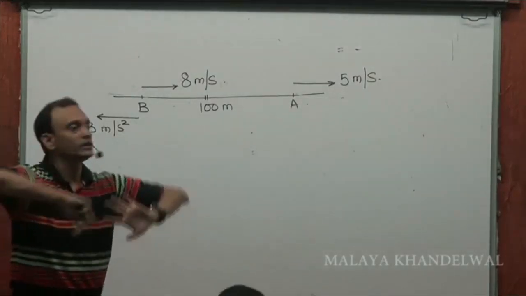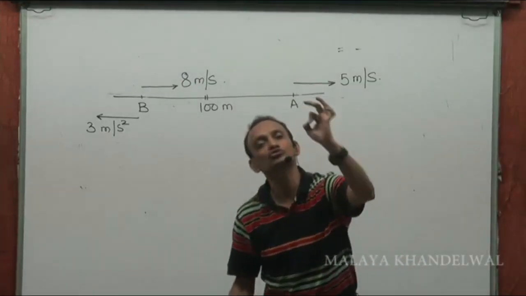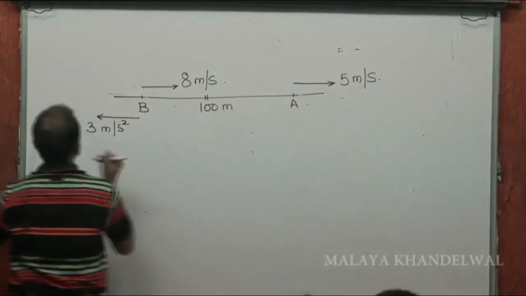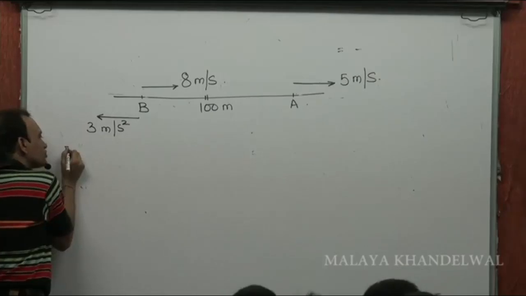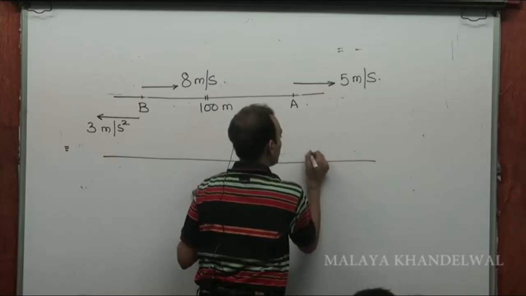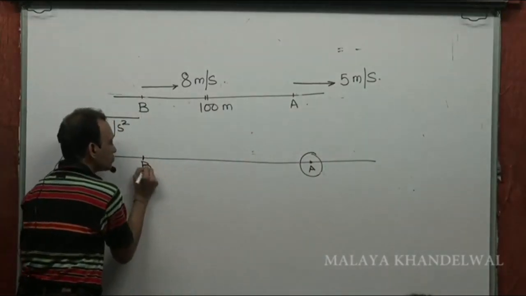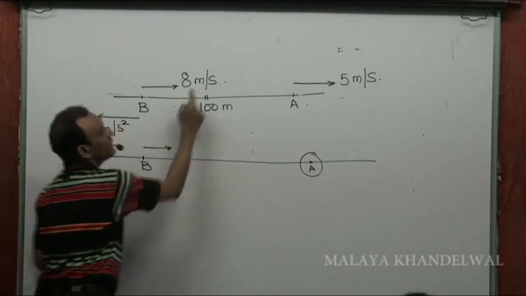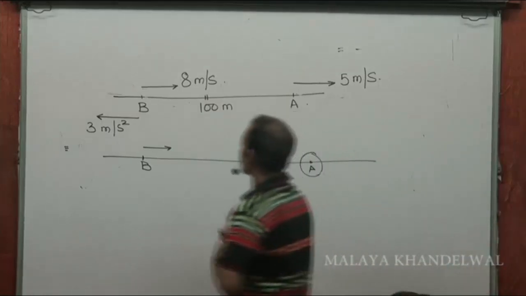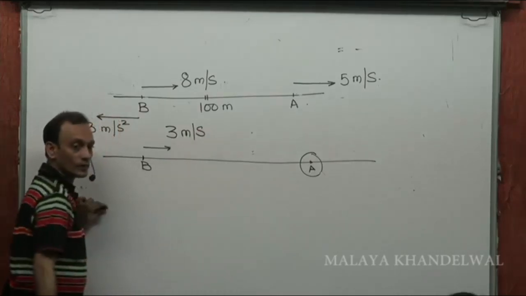Let me forget all about this situation and reduce it to an equivalent situation. In the equivalent situation, I would look upon A as my observer, and therefore the velocity of A would be reduced to 0. A is pinned. At time t equal to 0, B has a velocity 8 minus 5, which is 3 meters per second to the right. That's an equivalent situation. Right?